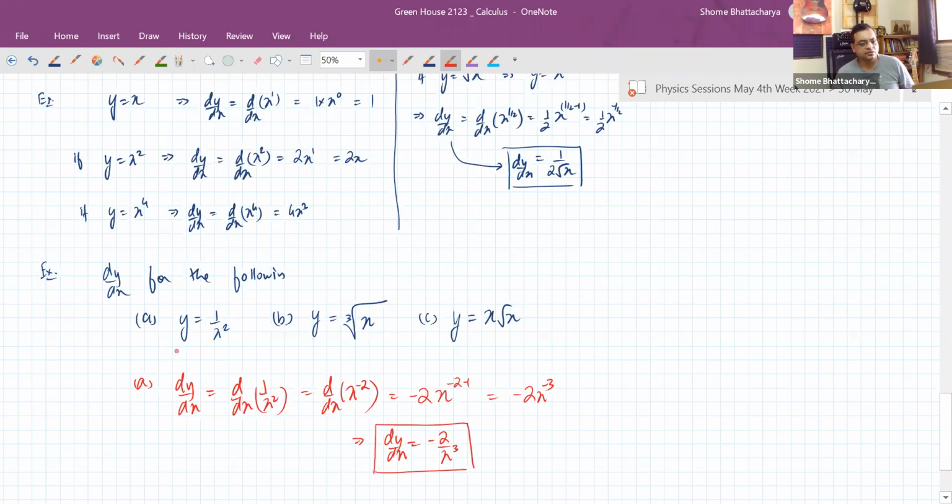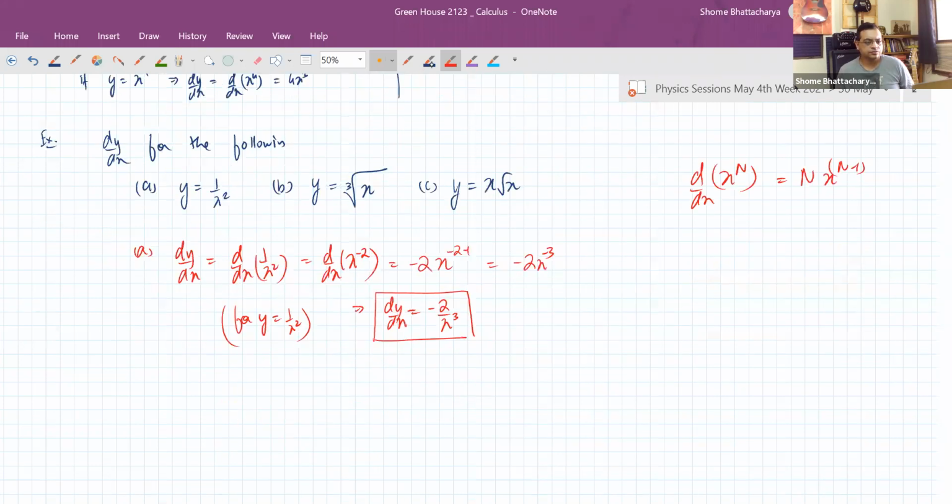So this becomes dy by dx for y equal to 1 by x square. Okay. So please go over the step-by-step application of differentiation very carefully here. It's just we are applying the formula that differentiation of x to any power is equal to that power n into x to the power n minus 1. We just apply that over here. So please go over the steps carefully and let me know if there's any doubt at all.